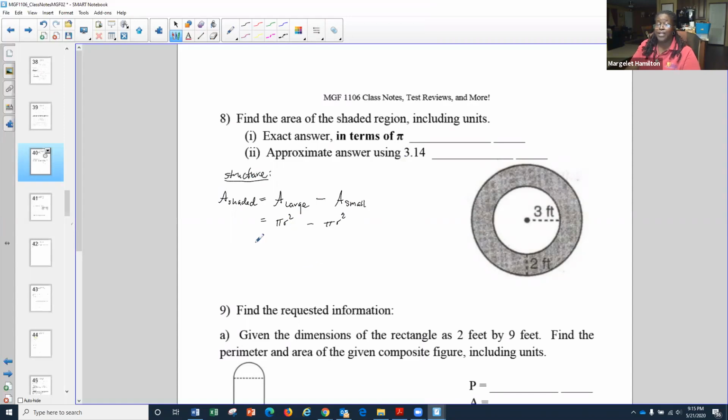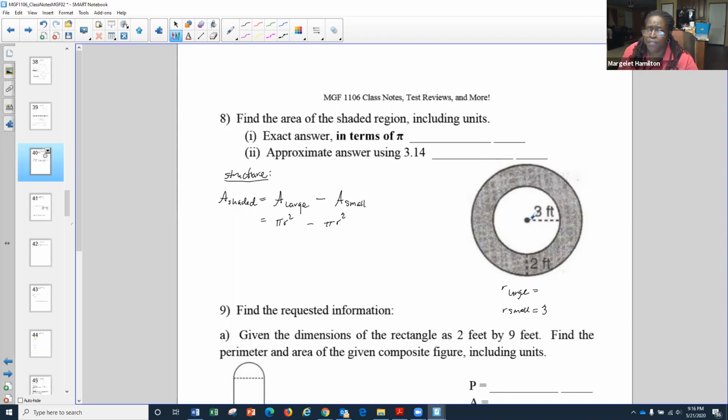Now let's go and get our information so we can plug it in. Now looking, we need radius. All right, so we need a radius for a large, and we need a radius for a small. What's the radius of the small circle? That's very easy to see. We see coming from the center out here, that's clearly 3 feet. So 3.